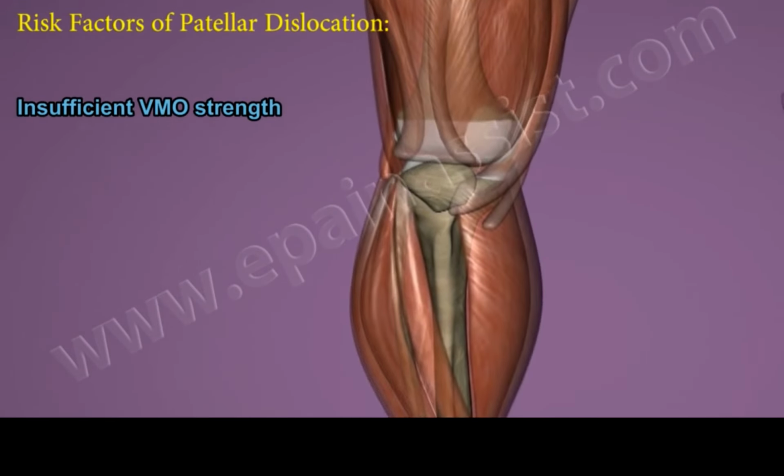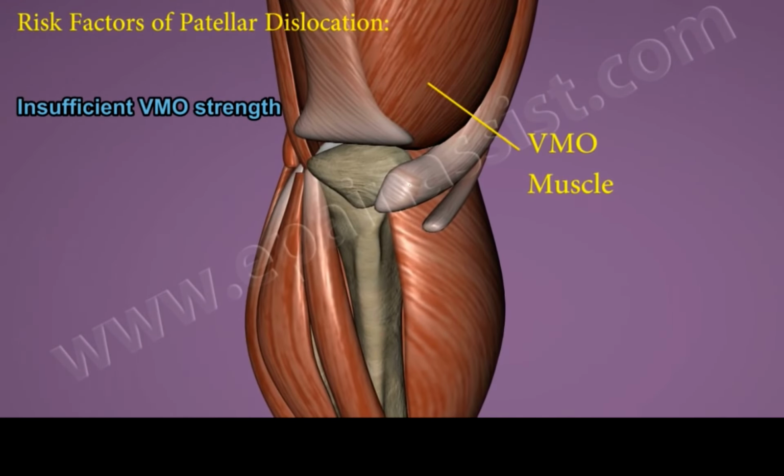Risk factor of patellar dislocation: insufficient vastus medialis obliquus, or VMO, strength. The function of the VMO is to maintain the patella in its normal position within the patellofemoral groove by pulling it towards the center of the knee joint at the time when the knee is moving. This is known as tracking. If the muscle or its fibers are not strong or sufficiently oriented, then the patella becomes more prone to dislocate.